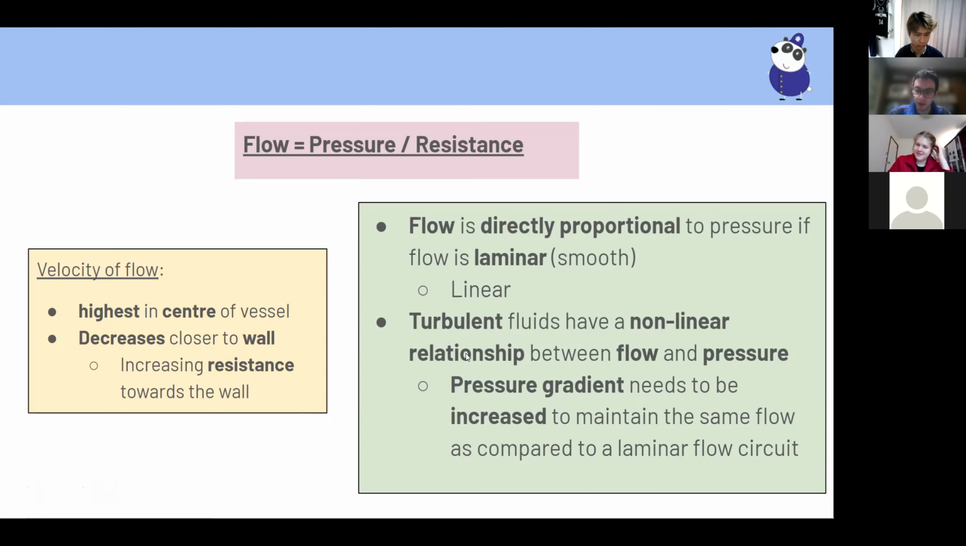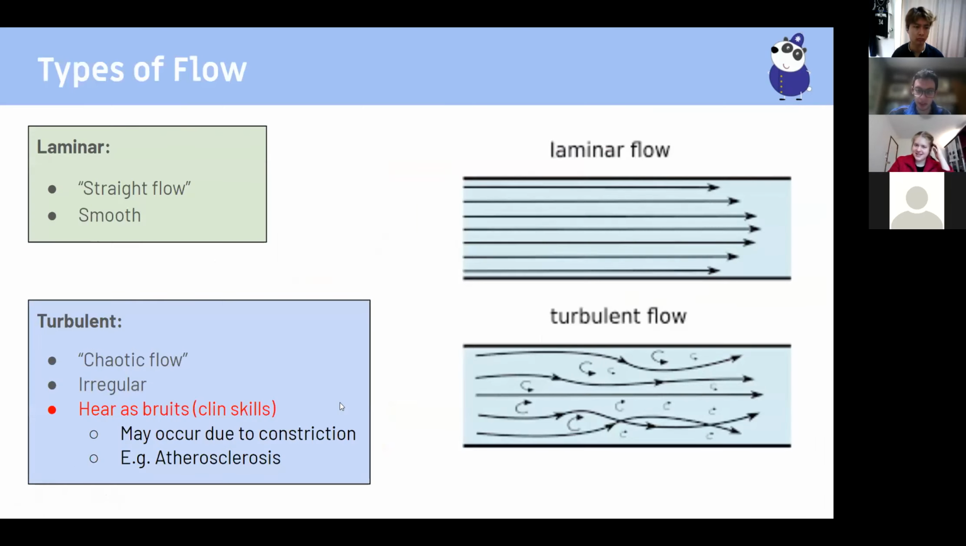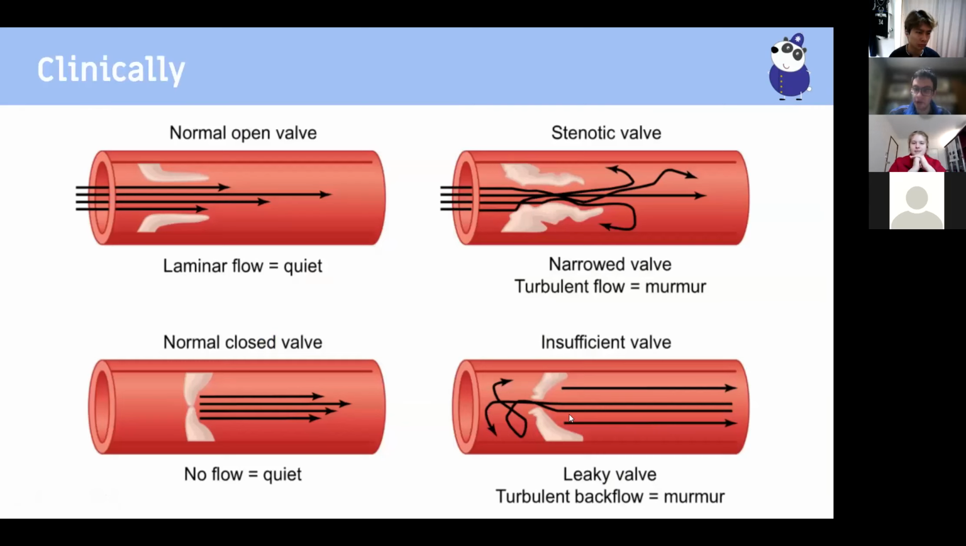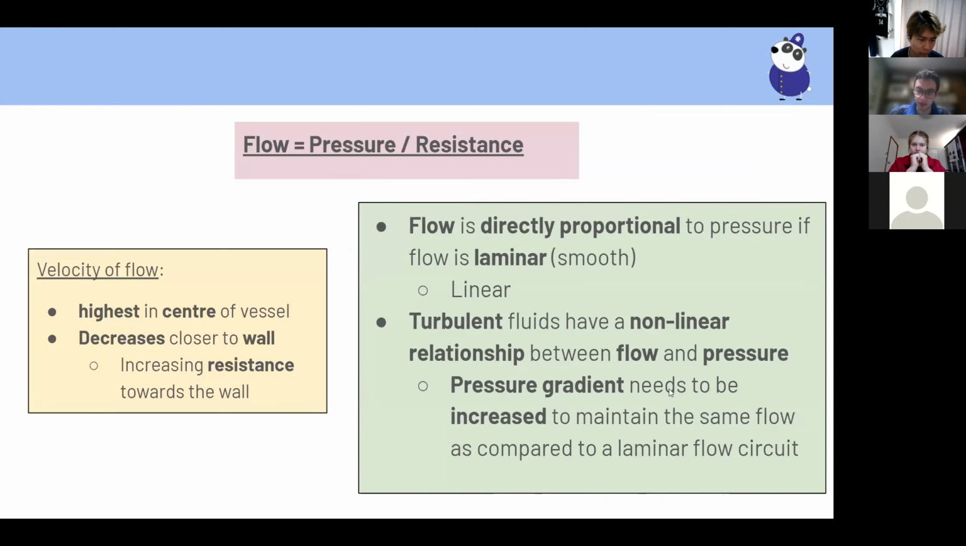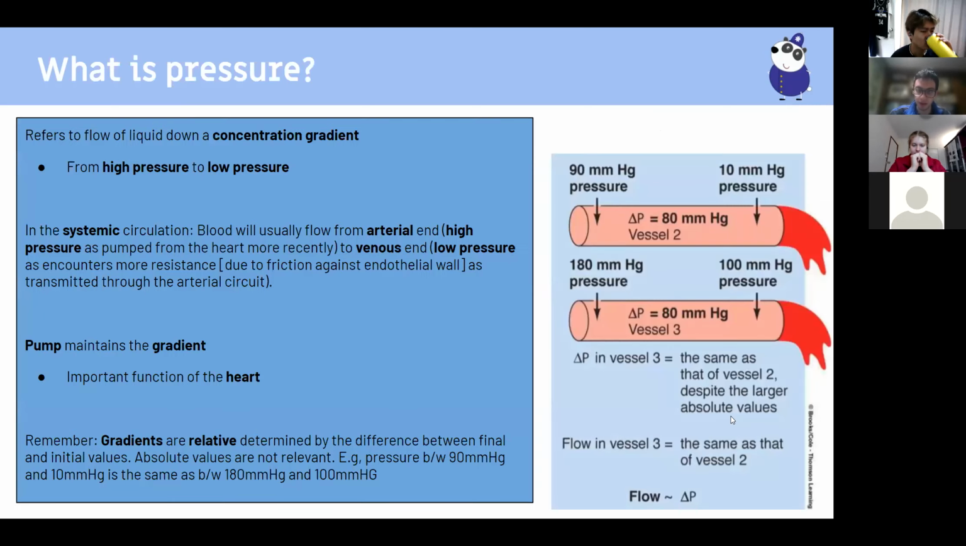In other words, if you have this regurgitation, you need a greater pressure gradient, so more pressure pushing this blood down in this direction, to get the same flow as in this normal valve, where there isn't loss in the opposite direction. So the pressure gradient needs to be increased in turbulent flow to maintain the same flow. Does that make sense?